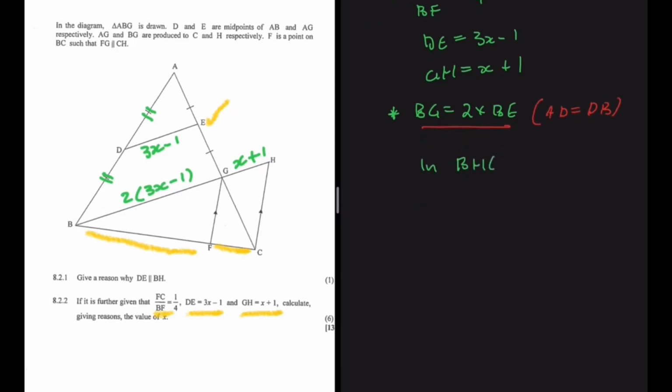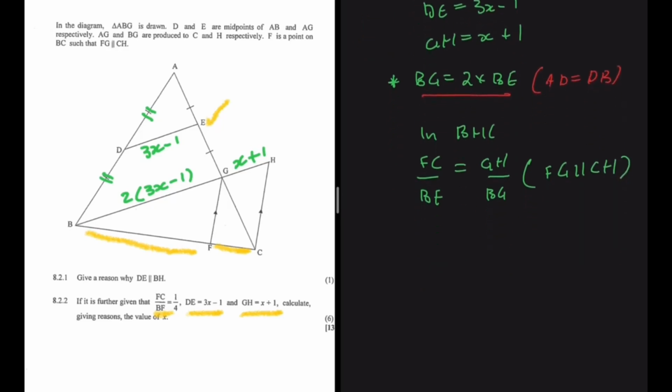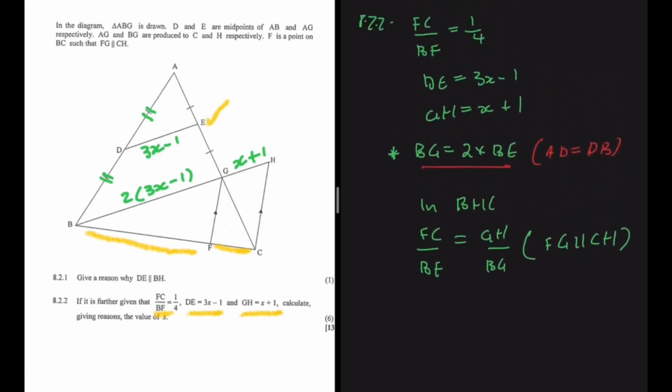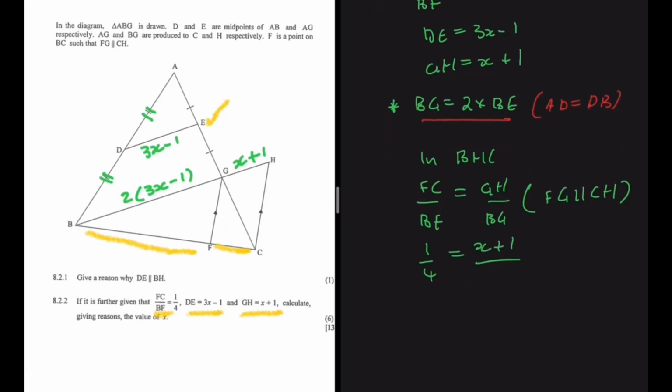BHC, so what do we have? We can say that FC divided by BF should be equal to GH divided by BG. And why are we saying that? We're saying that because FG is parallel to CH. We can only say that if we have 2 parallel lines. So FC divided by BF is given to us. We have 1 divided by 4. But what is GH? GH is x plus 1. And then BG is 2 multiplied by 3x minus 1, which will just become 6x minus 2.